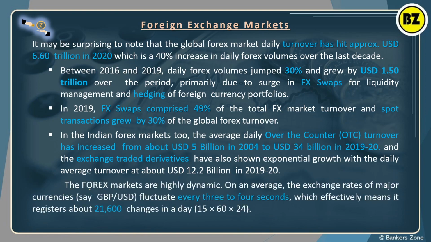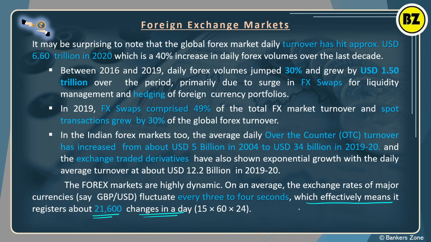The forex markets are highly dynamic. On average, the exchange rate of a major currency pair, say GBP to USD, fluctuates every 3 to 4 seconds. So you can see how much it is fluctuating. See the rate, every 3 to 4 seconds there is a change in the exchange rate. Which effectively means about 21,600 changes in a day.